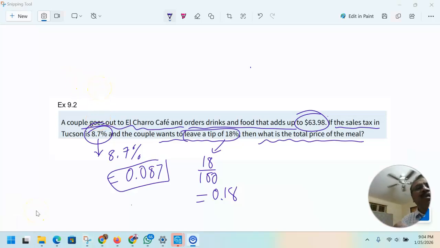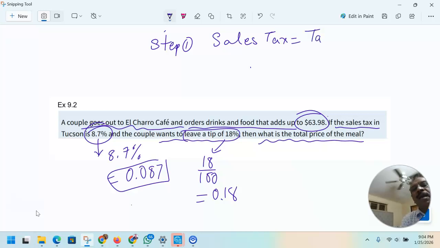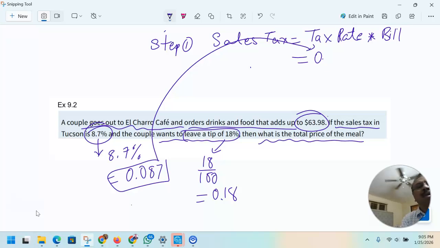So we'll use three steps. Step one would be the sales tax. So let's find the sales tax. The sales tax is the tax rate times the bill, the original amount, and the tax rate is here. So this goes right here: 0.087 times 63.98, and if you work it out, you get 5.57.